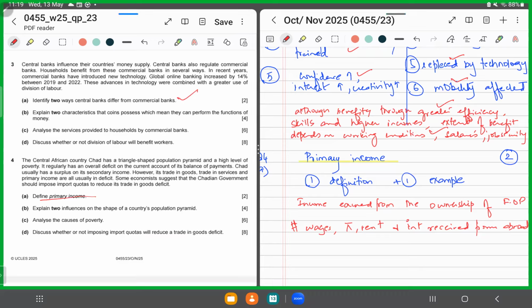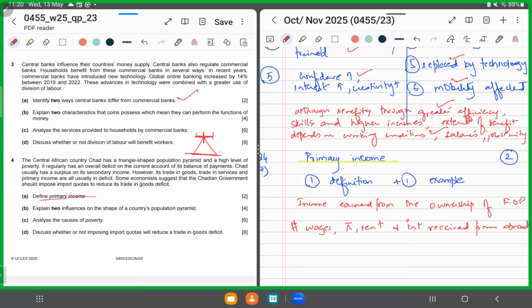They are talking about a Central African country which has a triangular base, pyramid-shaped population. Now, a triangle-shaped pyramid means they have a highly young population. That means they have a broad base and low life expectancy. So this means there are fewer people going beyond the age of 70 maybe.